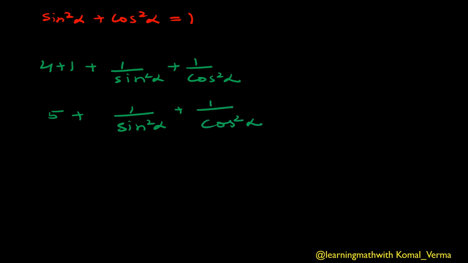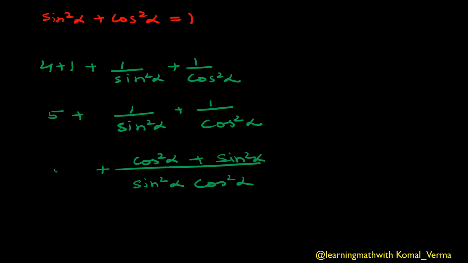Now rewrite this equation as 5 plus 1 upon sin square alpha plus 1 upon cos square alpha. Now take the LCM of this equation. We have sin square alpha into cos square alpha in the denominator, and here it is cos square alpha plus sin square alpha, and here it is 5 plus. After simplification, this will become 1. So put 1 in place of cos square alpha plus sin square alpha, giving 1 upon sin square alpha and cos square alpha, and name it as equation number 1.